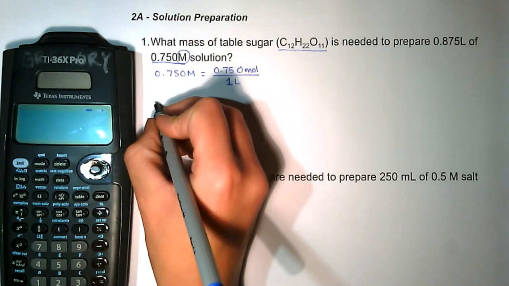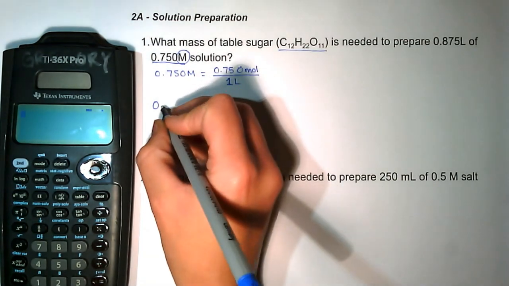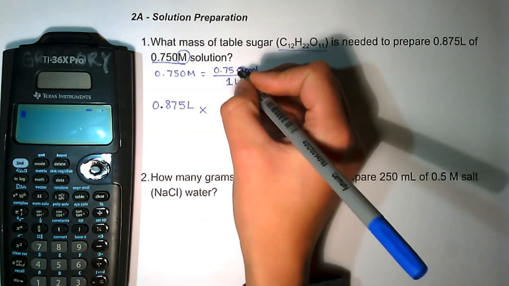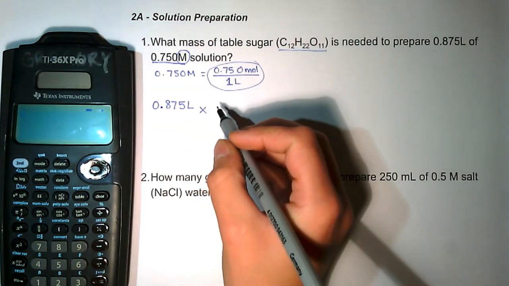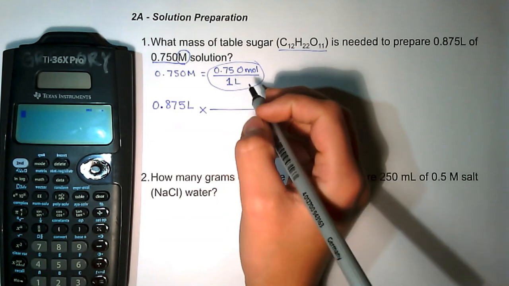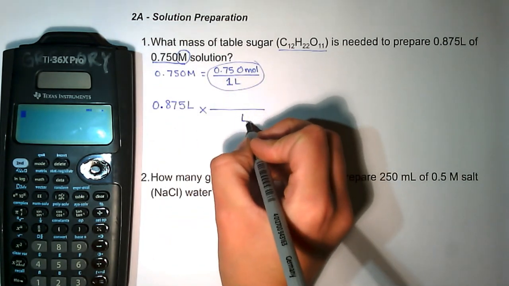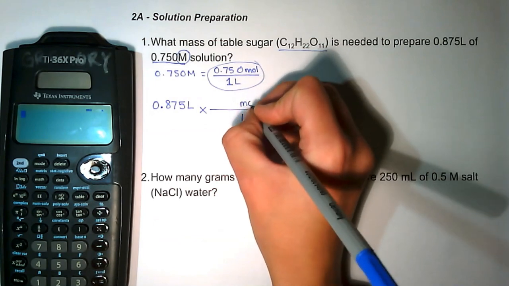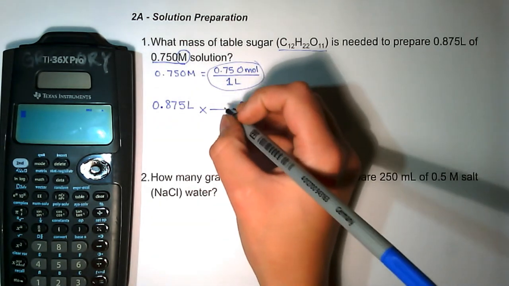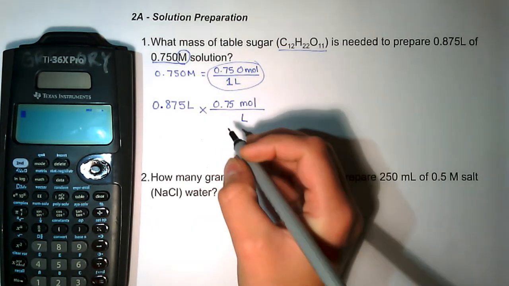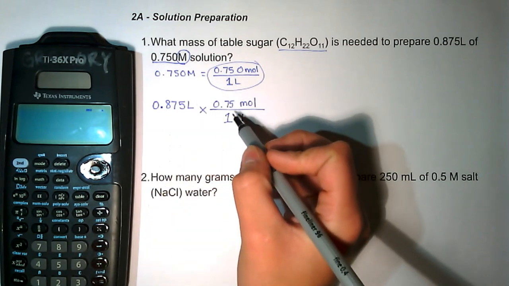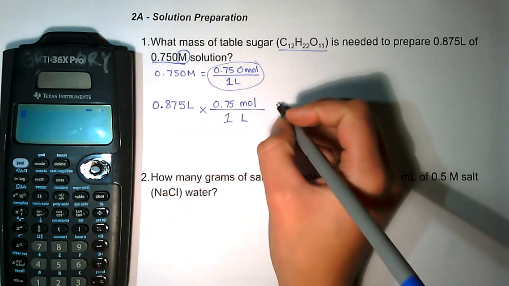We can start out by taking our number of liters of solution. We need 0.875 liters. And then if we take our molarity, our conversion factor, we can set it up so that our liters will cancel and we'll be left with moles. So we want liters on the bottom, and we want to figure out how many moles will be required. We use our conversion factor with 0.750 moles on top and 1 liter on bottom. So we need 0.875 liters times 0.75 moles over 1 liter.